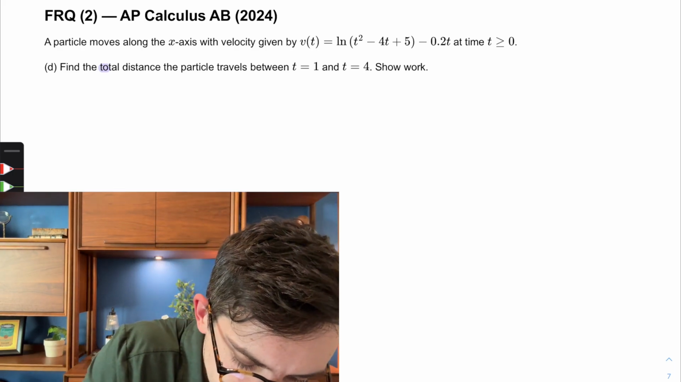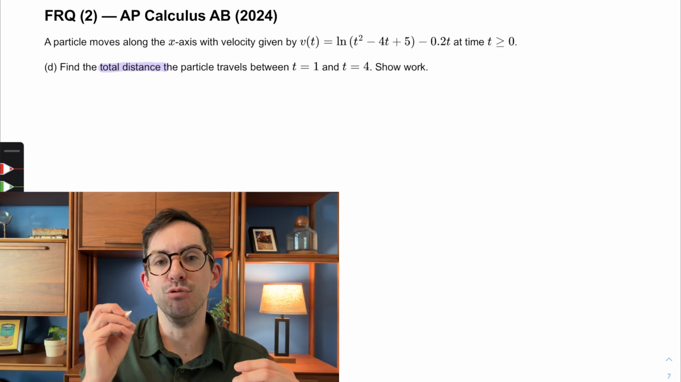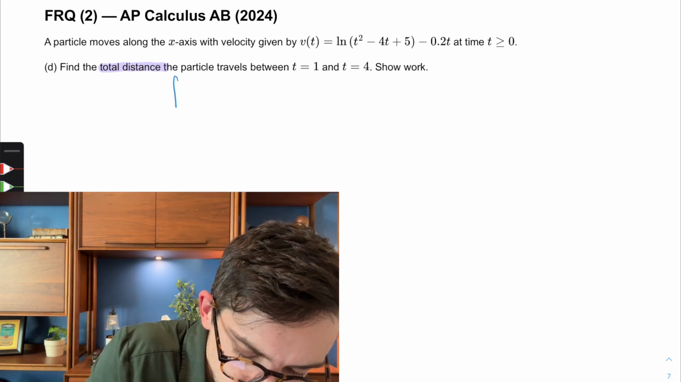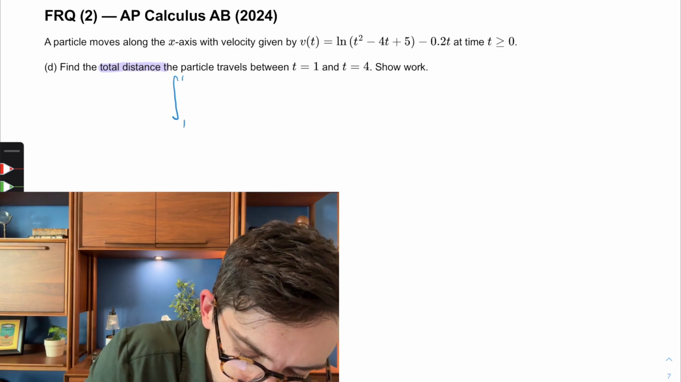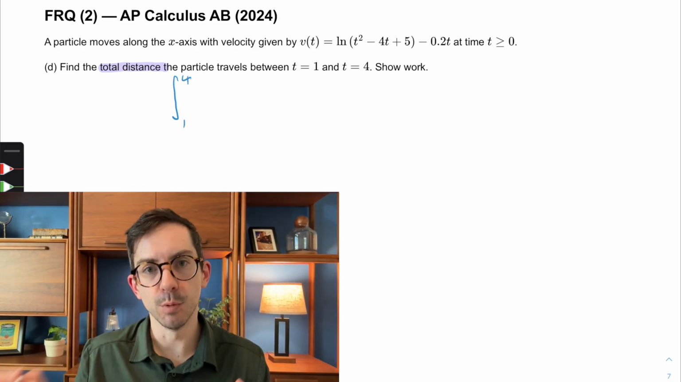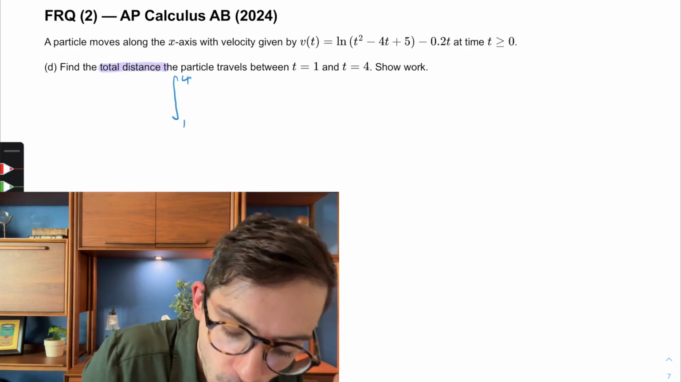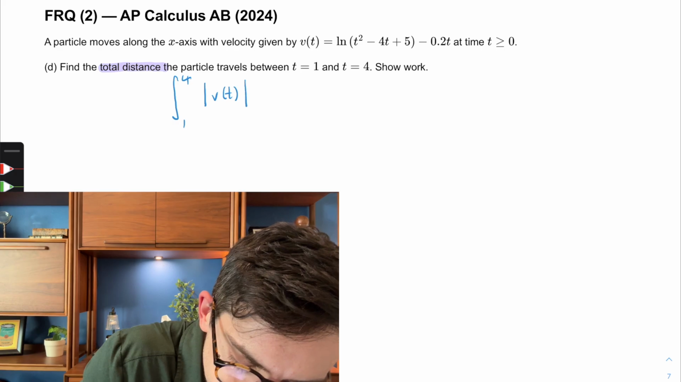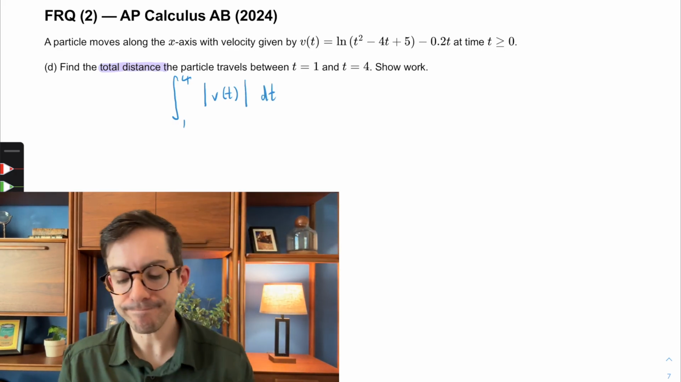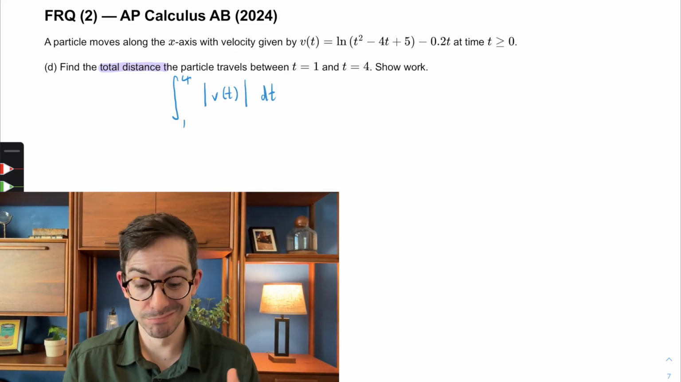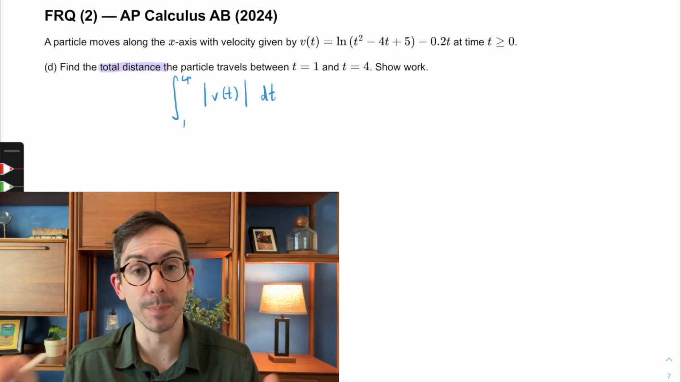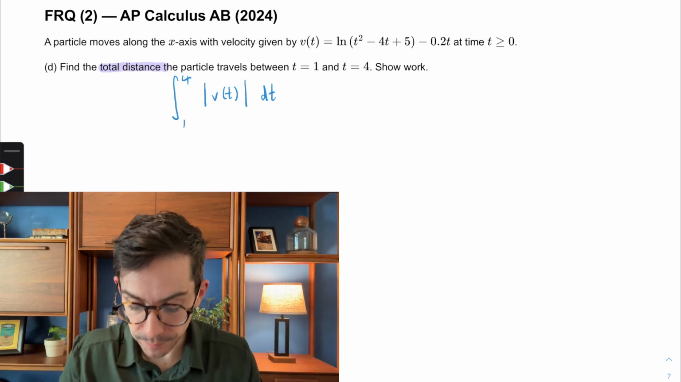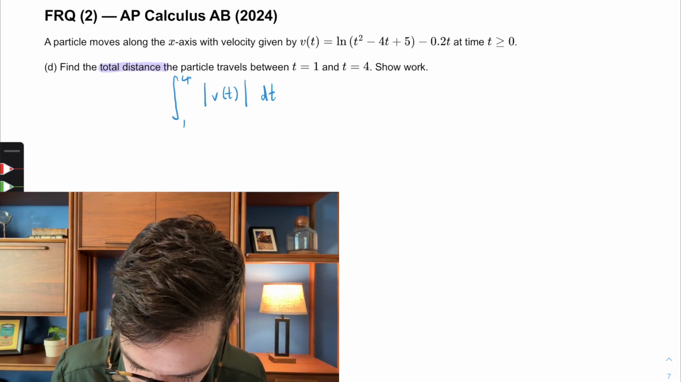Whenever you're asked for total distance and you know a velocity function, the simplest thing to do is simply do the integral between your bounds, in this case t equals 1 up to t equals 4, of the absolute value of your velocity function. We have a velocity function. This is a definite integral. We can type it into our calculator, and that will give us the answer. So let's do it. Let's pull up the calculator.